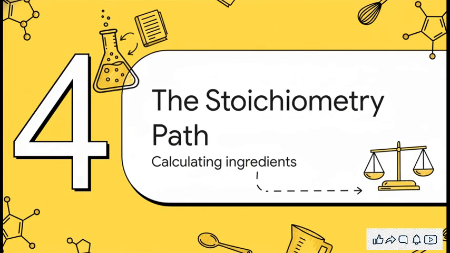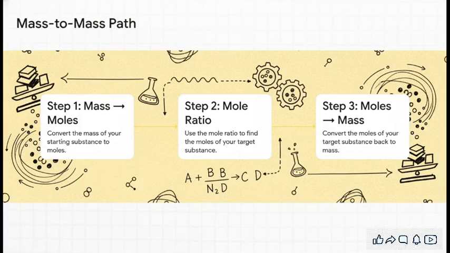We have the recipe, we can read the ratios. Now it's time for the main event. Let's actually walk through the steps and do some calculations. This right here, this is the classic mass-to-mass path. It's the backbone of pretty much any stoichiometry problem you'll see. It's always the same 3 steps.